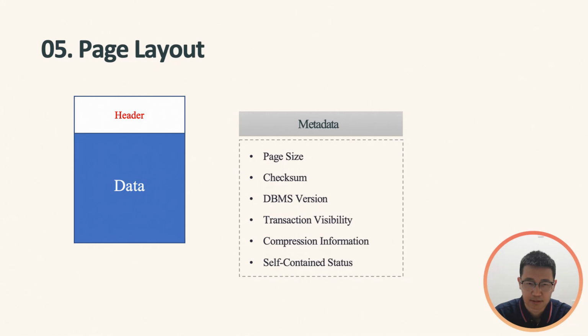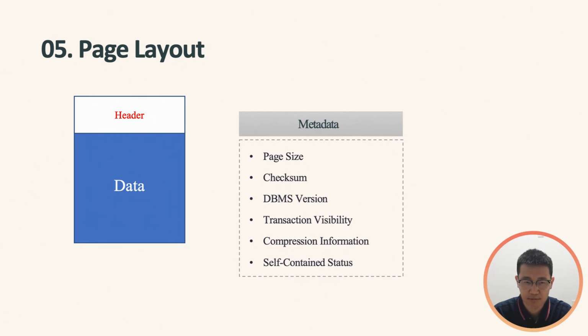For example, it includes a checksum for verification and also its version, visibility and compression information of transactions, and self-content information. All these pieces of information are included in the metadata. The metadata organizes this information accordingly.